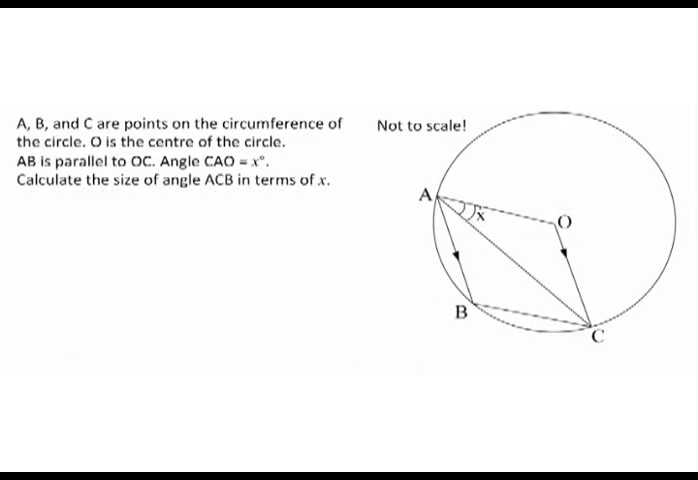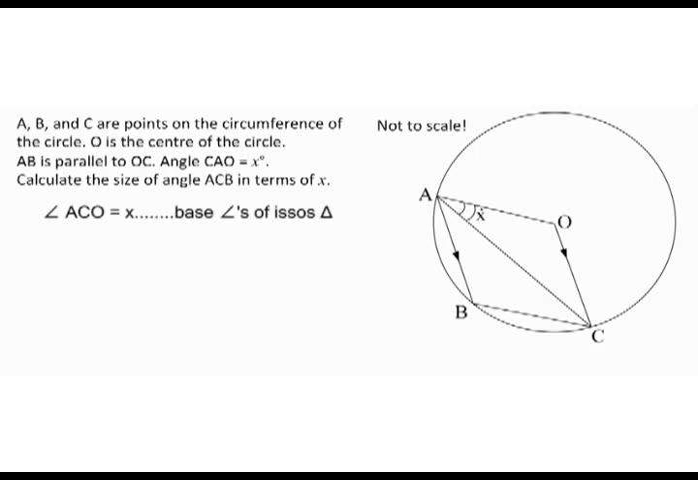Final example, and this is a funny one. We are given x instead of a number, and we are supposed to calculate angle ACB in terms of x. It is not as hard as you may be imagining. As long as you know the rules, you can work it out. Let's start. AO and CO are radii, and so they form an isosceles triangle with chord AC. So the base angles are equal. So angle ACO is equal to x. Why? Because they are the base angles of an isosceles triangle.